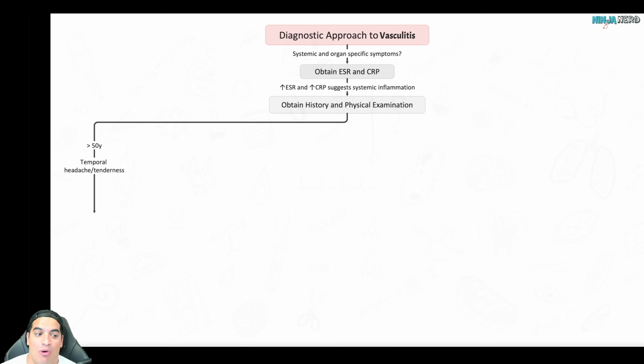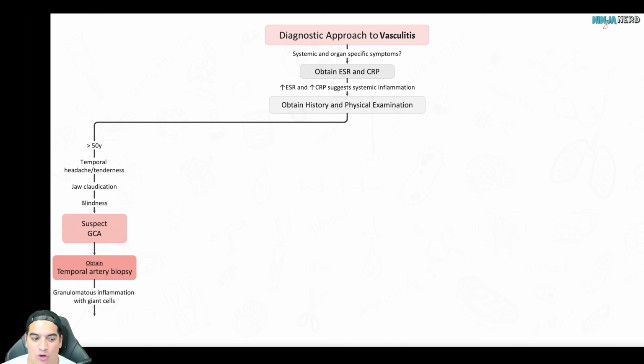They're coming in with a temporal headache and tenderness. They're having jaw claudication and maybe even some vision changes. That's their organ-specific symptoms, plus constitutional, elevated ESR, CRP. I'm very suspicious of GCA. How do I really nail down the diagnosis? I could honestly make a clinical one and give them steroids and see if they get better. But if we really need to, we can do a temporal artery biopsy and look for giant cells with a lot of granulomatous inflammation that would be diagnostic of GCA.